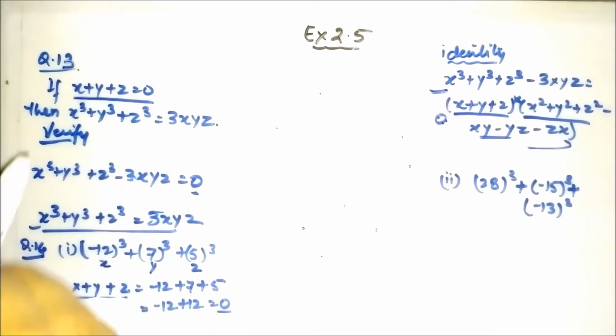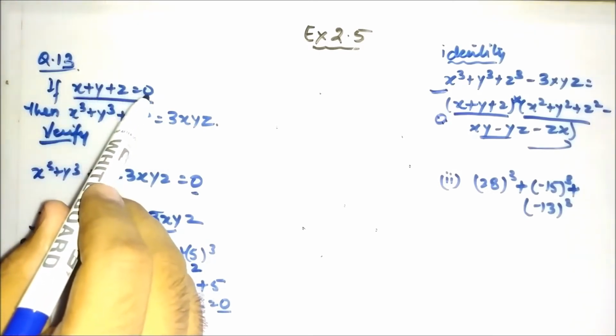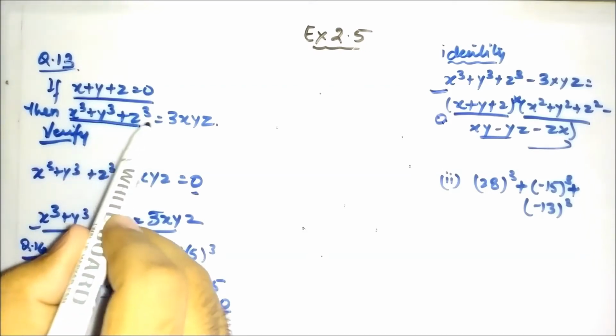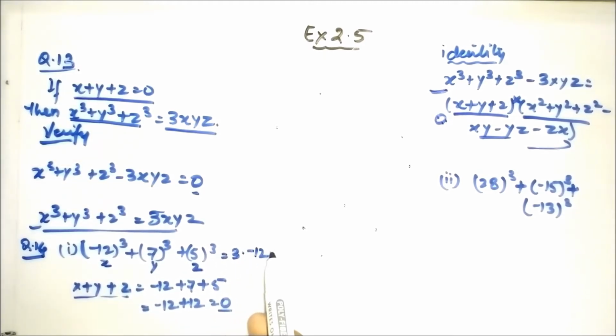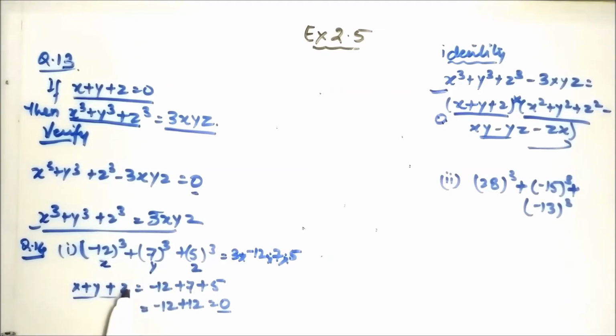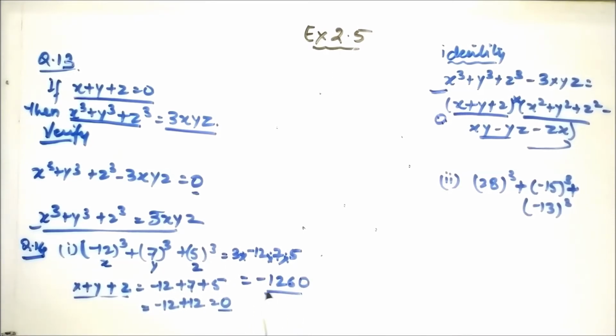And just now we have seen that if x plus y plus z is 0, then x cube plus y cube plus z cube can be written as 3xyz. So we can write this x cube, y cube, z cube simply as 3xyz. We just need to multiply this thing and we will directly get the answer. We don't have to cube minus 12, 7 and 5. So when you multiply this, you will get the answer as minus 1260 and this will be the required answer.